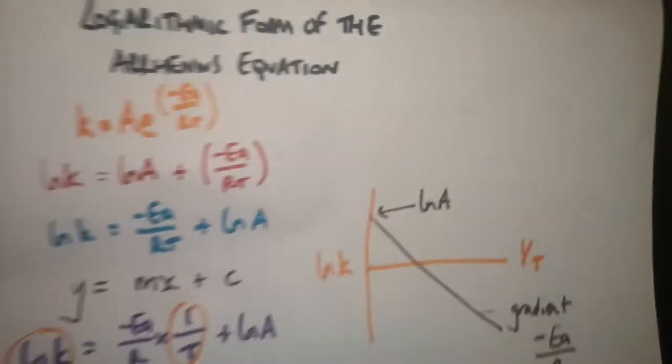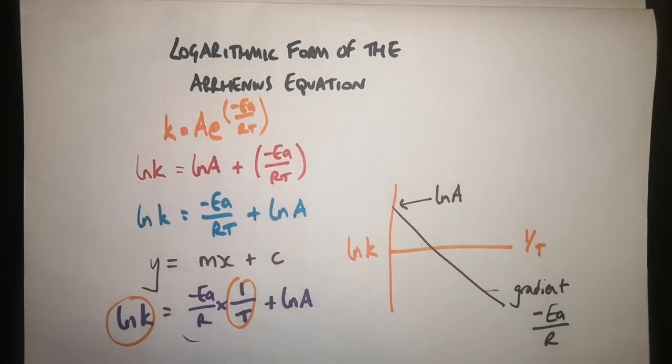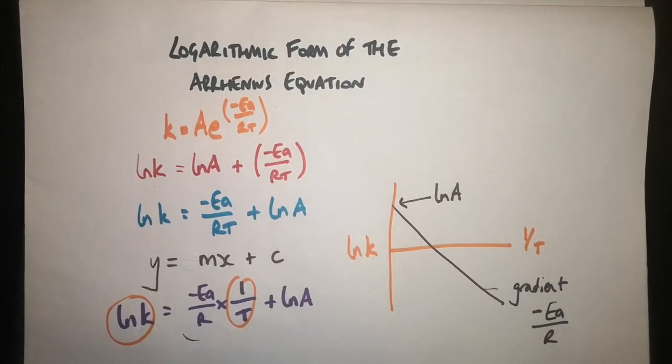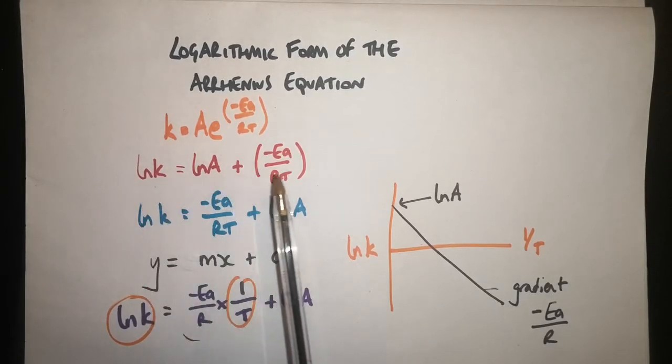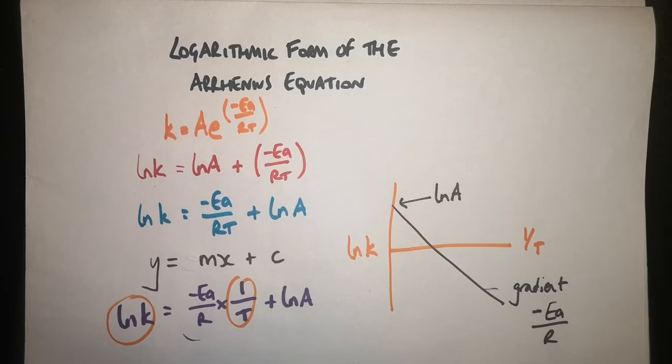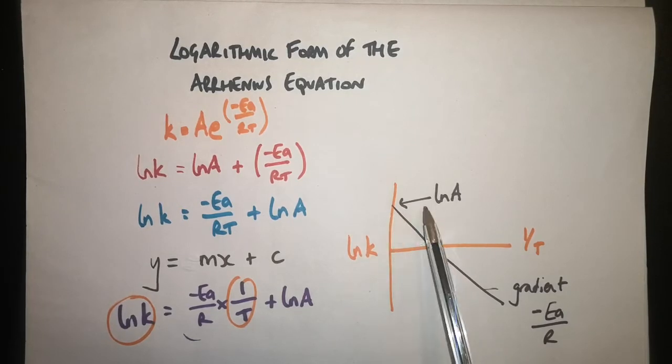So just to remind us from last video, this is what we came up with. We found that we could use the logarithmic version of the Arrhenius equation and marry it up with the equation for a straight line graph. And then if we graph 1 over T against ln k, we get a straight line going downwards, the intercept of which is ln A, and the gradient of which is minus Ea over R.